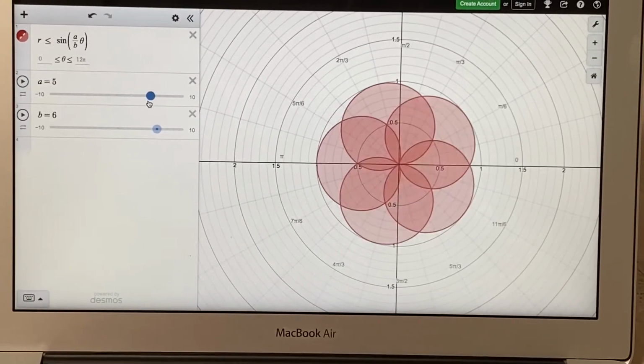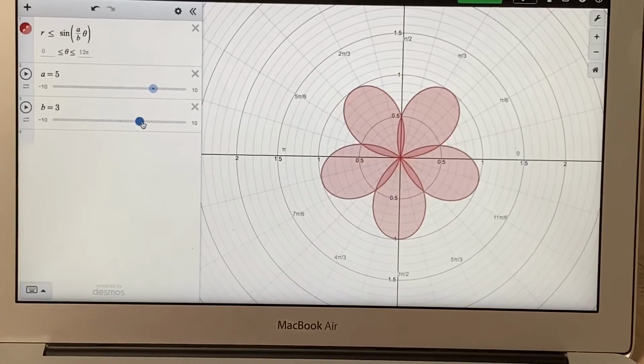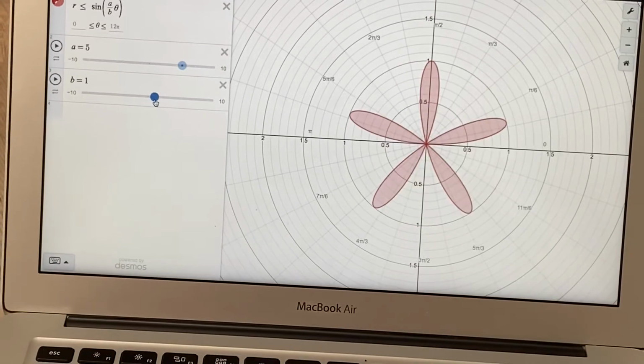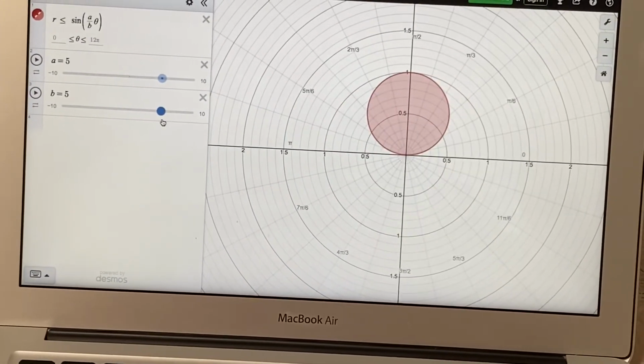So let's set it back to our normal equation. And then B will make the circles either thinner as it gets lower or thicker as it goes up, like the original example we had.